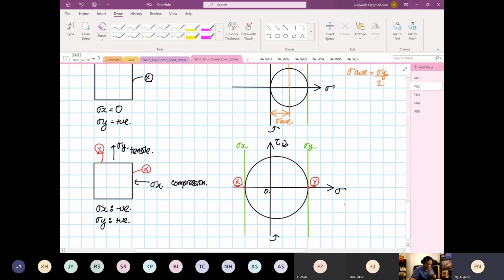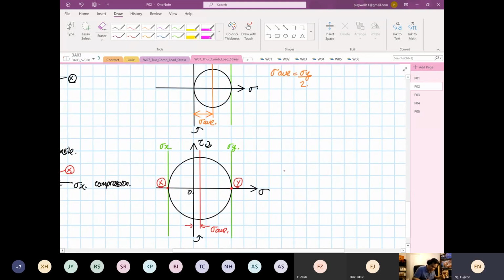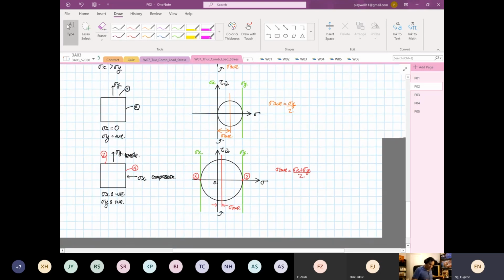Then your strength. Now you look at the circle is bigger now, but your average stress is the smallest. Interesting, eh? Right? So this is where you draw now. So the average stress is always from the 0 point. So for this case, you know that average stress is equal to stress X plus stress Y divided by 2. Okay? So this is your normal stress.